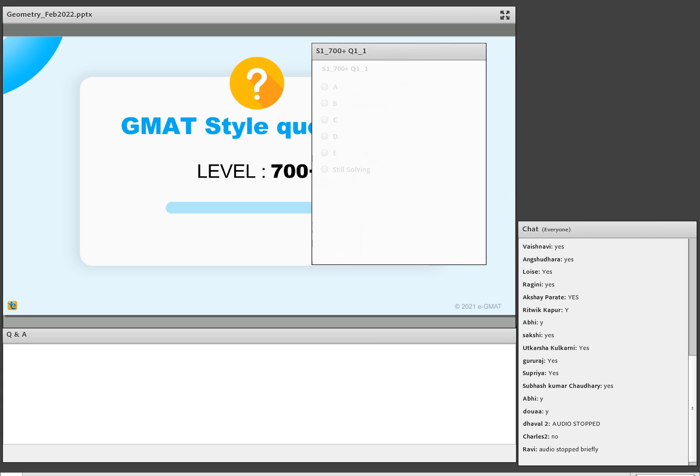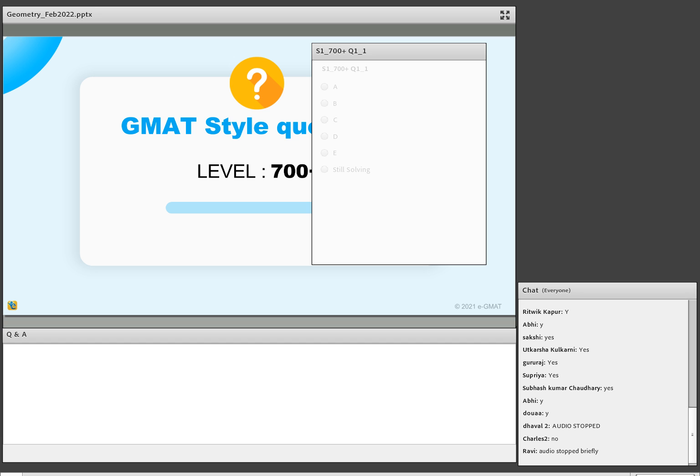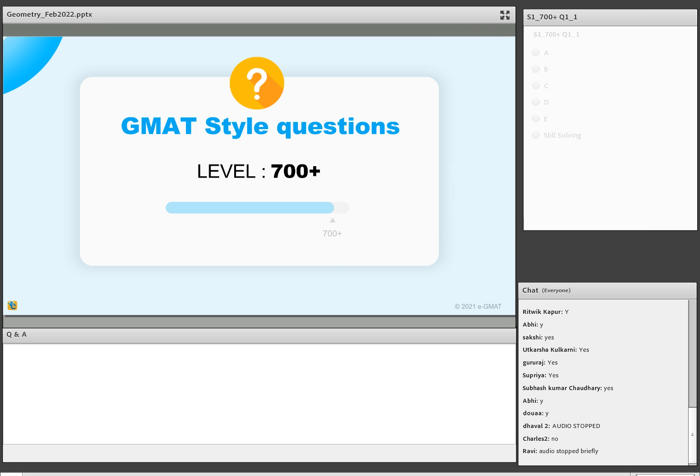So just give me 1 sec. Let me minimize this a little bit. All right. So you see this option called still solving at the bottom. That's my way of timing you guys today. When I see that a lot of us have solved the question, that means from still solving you would have gone to A, B, C, D or E, then I know that I should move on and come to the next question. So all of you who are here, around 75, 80 of you, why don't you click on still solving so that I can introduce the first question.